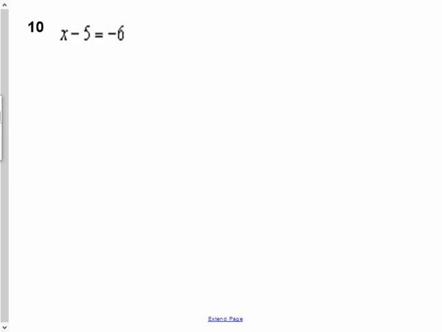In the next question, simply use opposite operation to solve. We just have a constant. So I'm going to add 5 to both sides to get rid of it. X will equal negative 1.